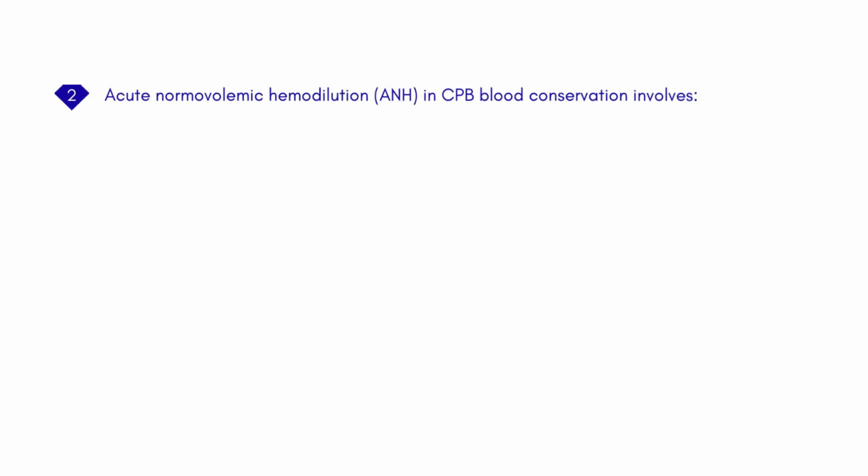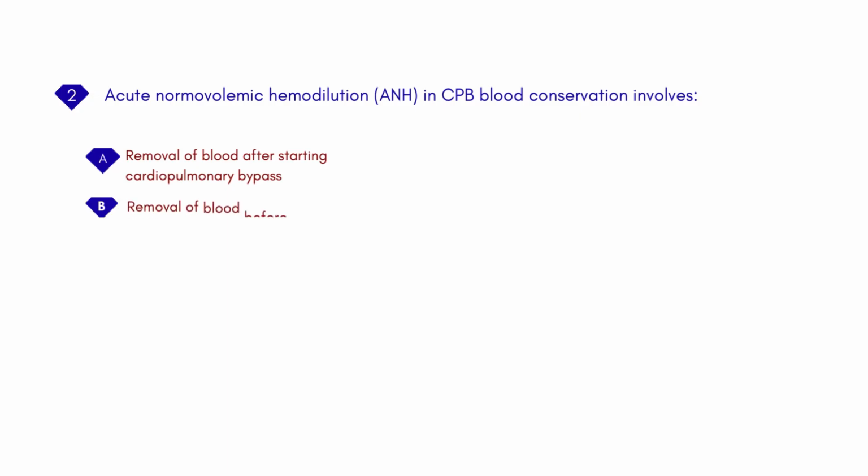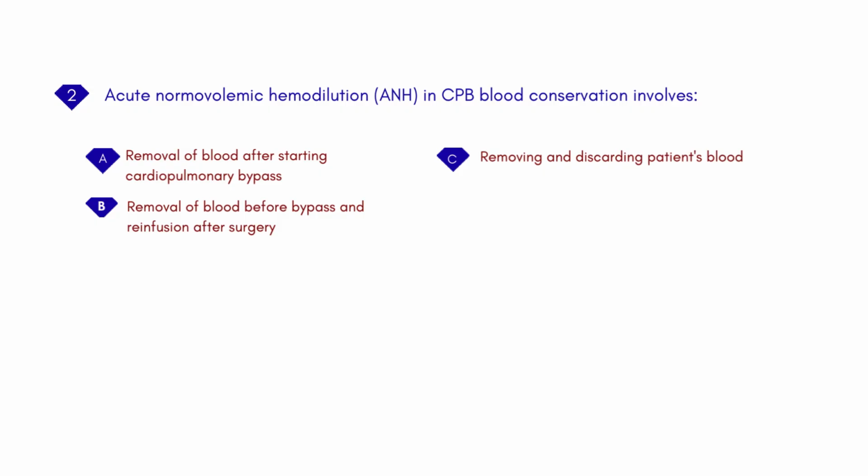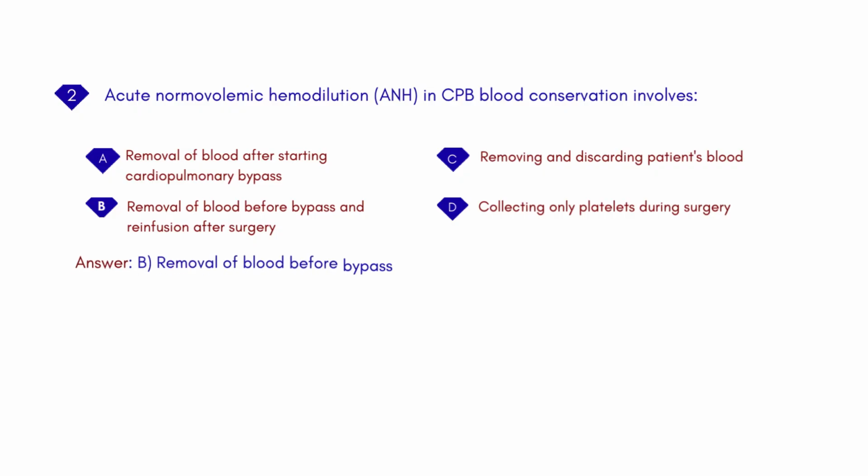It effectively reserves the patient's own blood by decreasing blood viscosity and minimizing red cell loss during surgery. Acute normovolemic hemodilution (ANH) in CPB blood conservation involves: A. Removal of blood after starting cardiopulmonary bypass. B. Removal of blood before bypass and reinfusion after surgery. C. Removing and discarding patient's blood. D. Collecting only platelets during surgery. Answer: B. Removal of blood before bypass and reinfusion after surgery.